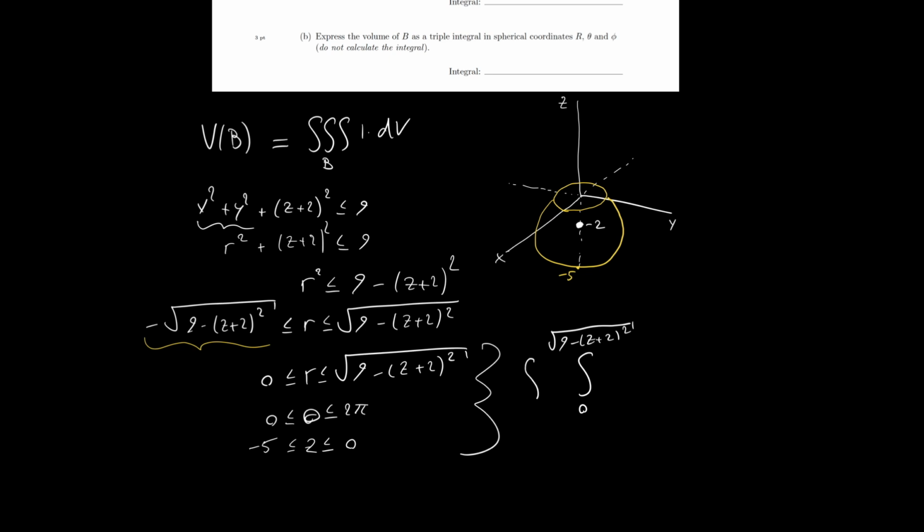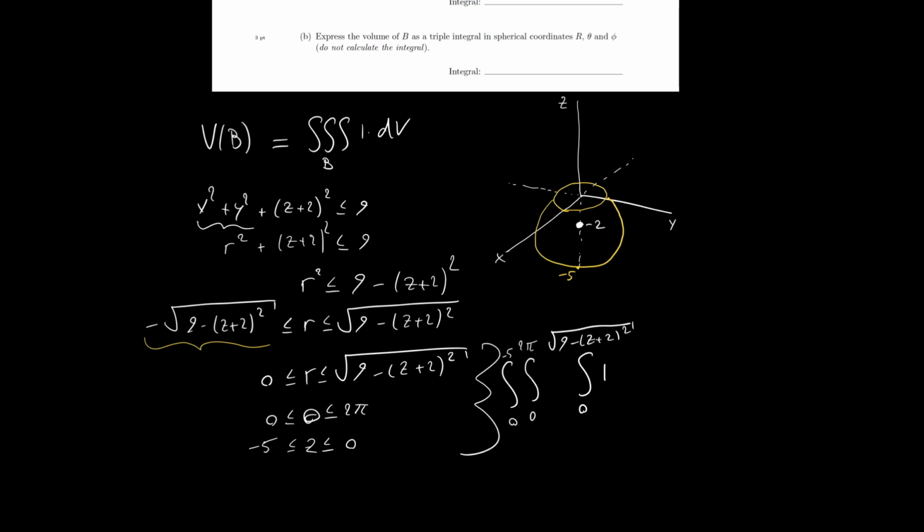And then we have an integral over theta, which is between 0 and 2 pi, and then we have an integral over z between 0 and minus 5. Then we have to think about the integrand, of course, because we integrated the function 1 over the volume.